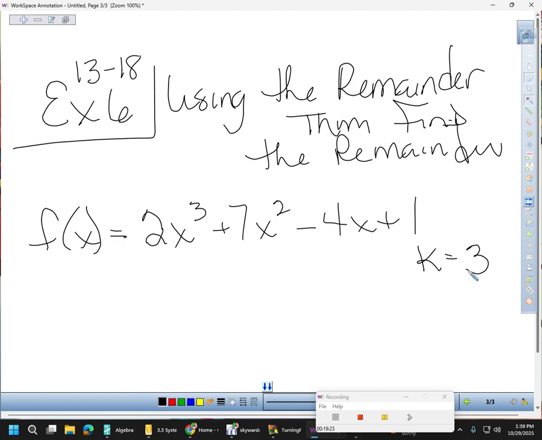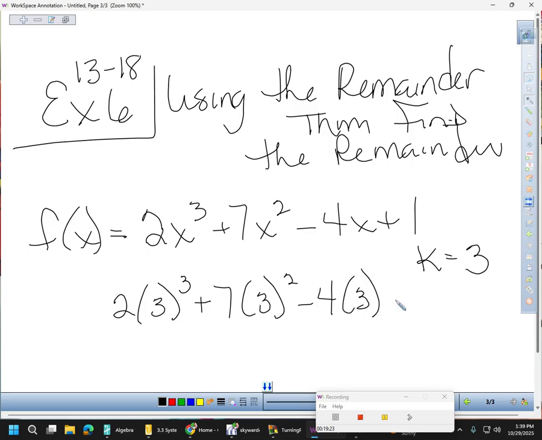Instead of putting this into synthetic, using 3 on the outside, all we do is plug in 3. That's it. So we have 2 times 3 to the third plus 7 times 3 squared minus 4 times 3 plus 1. See, that's 18 plus 63 minus 12 plus 1. 81 minus 12 is 69 plus 1. 70.